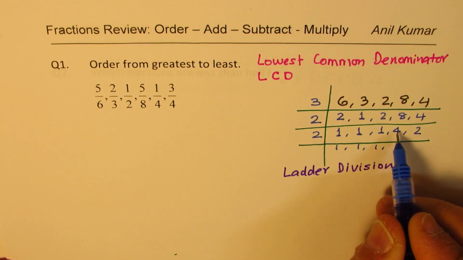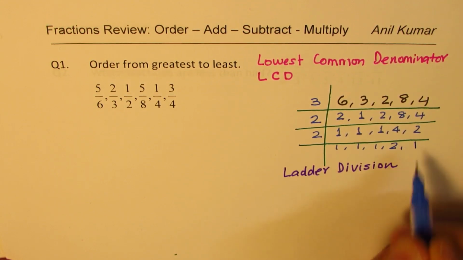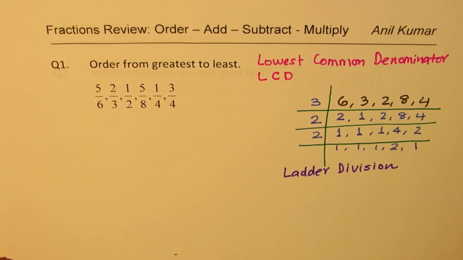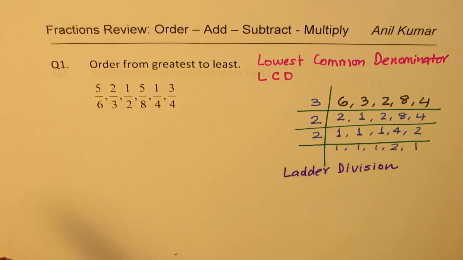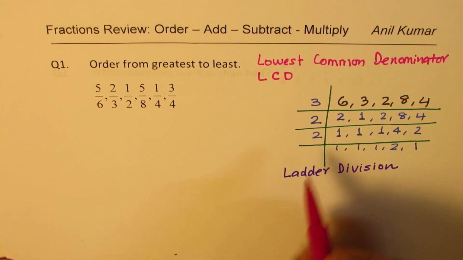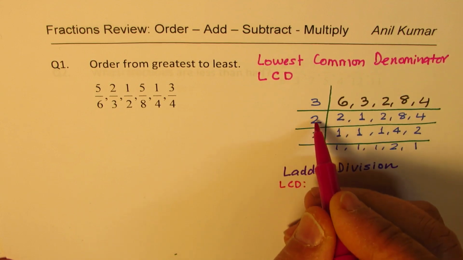These are the least numbers. 4 can be divided by 2. We get 2. 2 times 1 is 2. So finally, we get a list of numbers which could give us the lowest common denominator. So from here, we get the lowest common denominator as the product of these numbers.